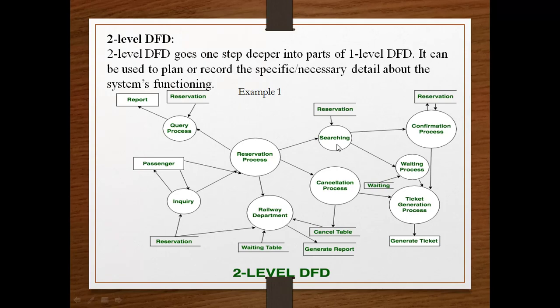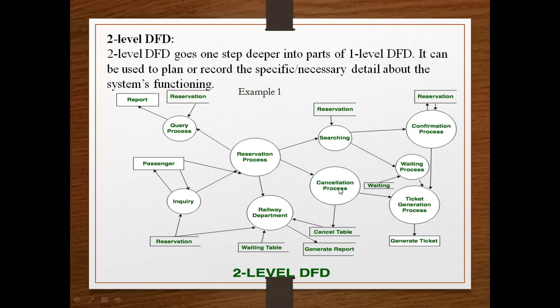If while searching I find there is a train from Pune to Mumbai but I am in waiting, then my name is written into the process called the waiting process and the table is called waiting. Once the waiting becomes confirmation, the ticket is generated in the ticket generation process. Now instead of searching, I want to cancel my ticket. So there is a process called cancellation process and it will update my cancel table, and this cancel table data is given back to the railway table, because then the railway department will update the reservation process.